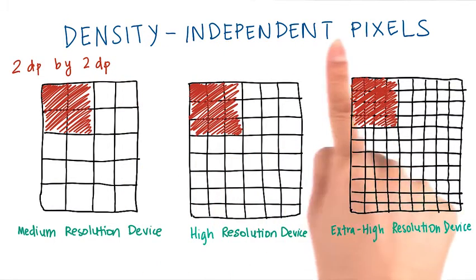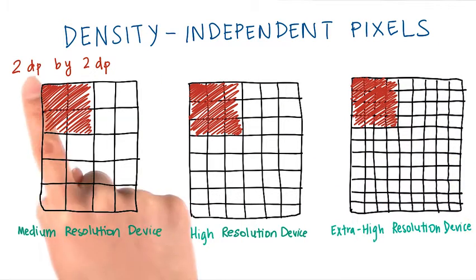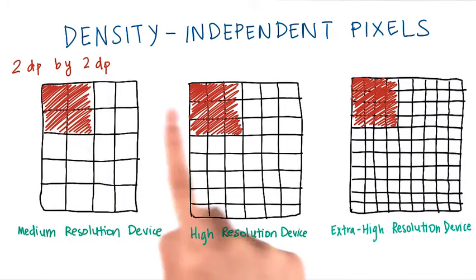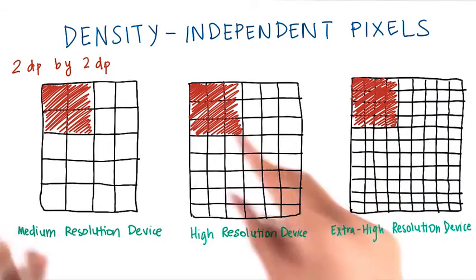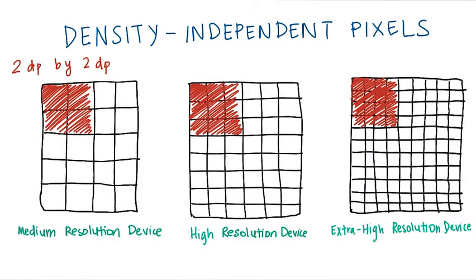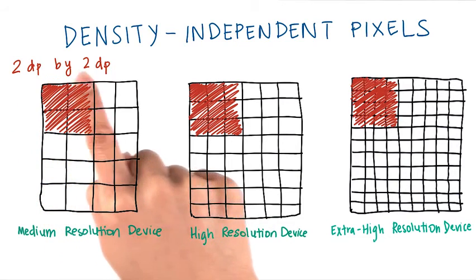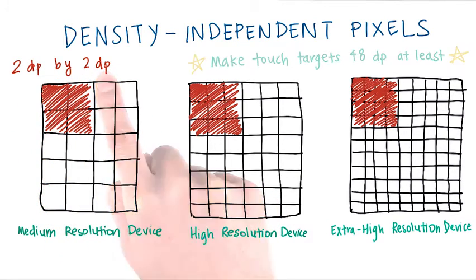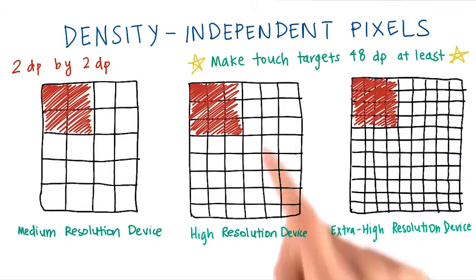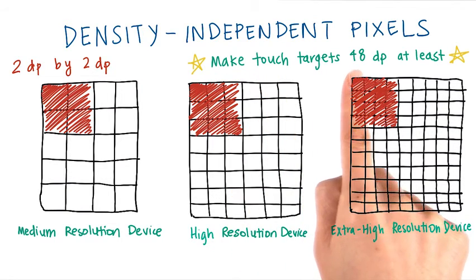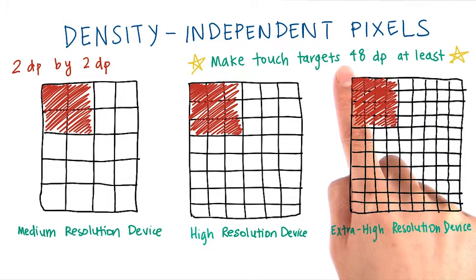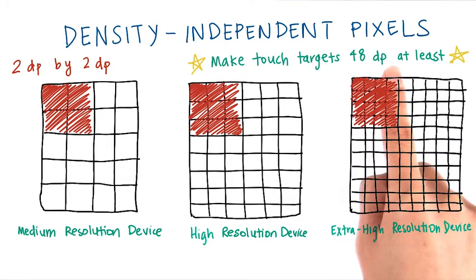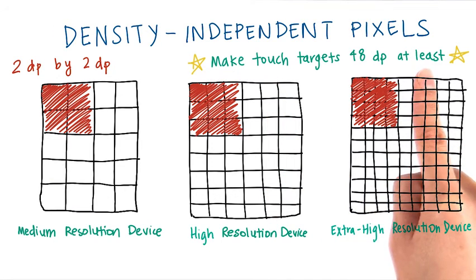And that is why we have density-independent pixels. I can define my button to be 2 dips tall by 2 dips wide. And this is what it would look like across the different devices. It's the same physical size, but under the hood, Android is mapping it to a different number of pixels. You don't have to worry about any of that logic. All you need to remember is that you need to define your sizes in terms of dip values. When designing your apps, we recommend that all touch targets, like buttons, should be at least 48 dips tall and wide. Notice that it says 48 dips and not 48 pixels. Otherwise, it would be really tiny on this extra high resolution device. This will make your app easy to use for everyone.